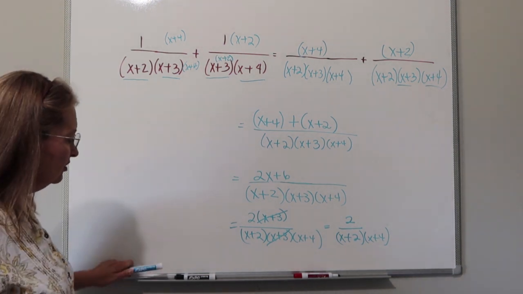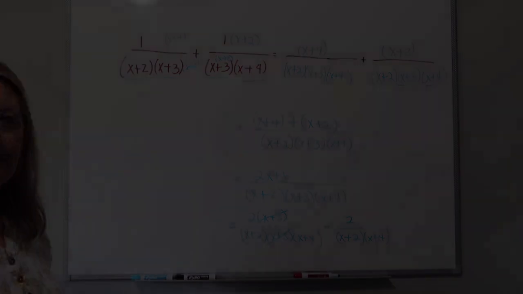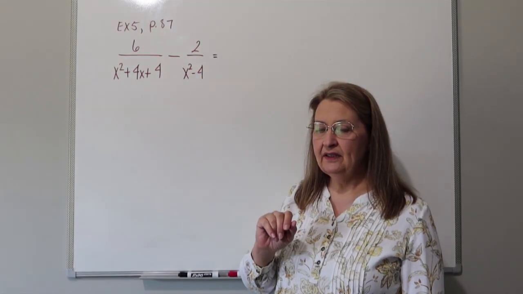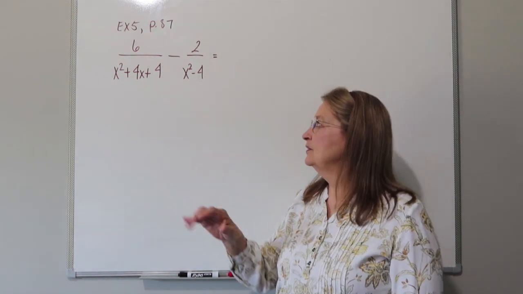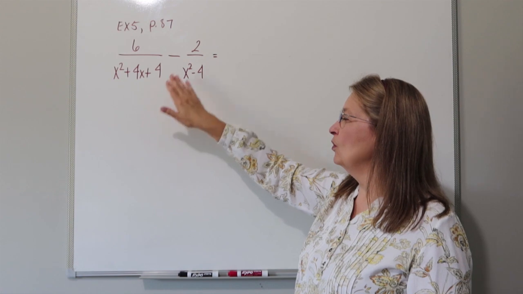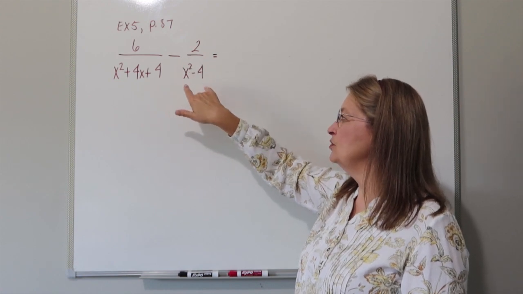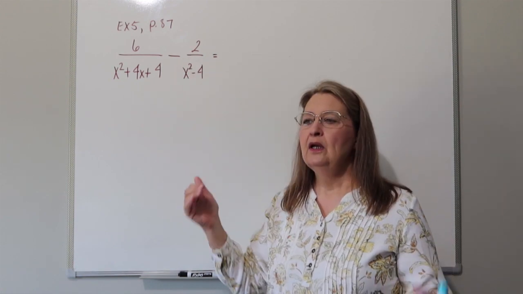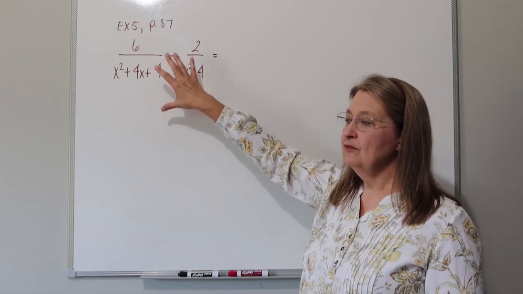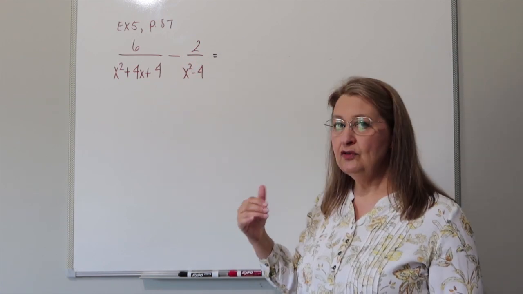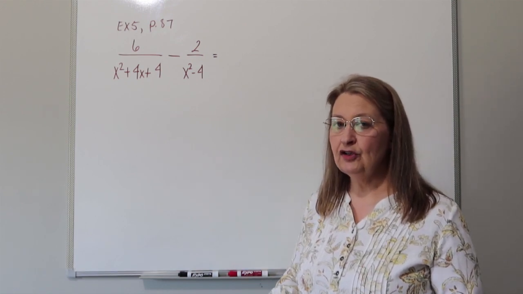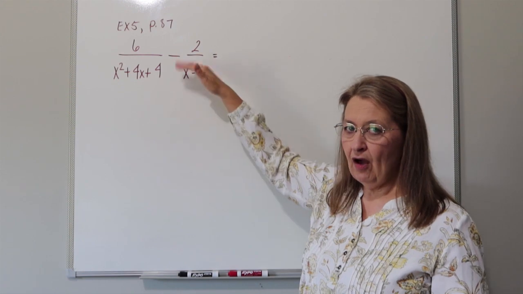Alright, let's look at a subtraction. Last example, number 5 on page 87 in the textbook. So we have a subtraction problem, 6 over x squared plus 4x plus 4 minus 2 times 2 over x squared minus 4. Alright, when you see a rational expression, fractions subtracted, you know you need to find a common denominator, and you know to get that common denominator you need to factor all of these.